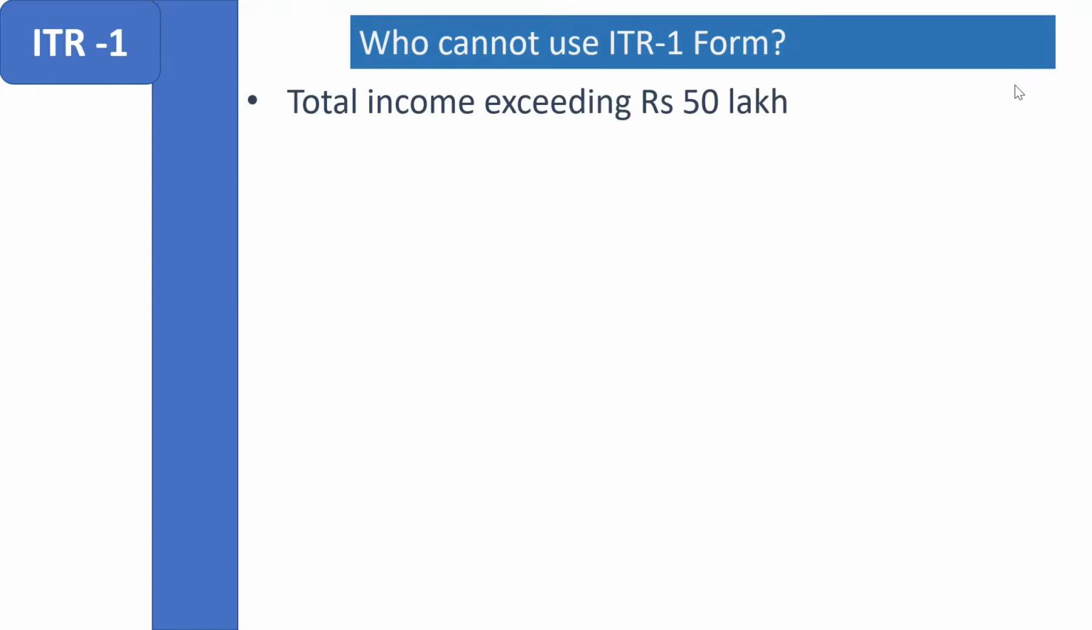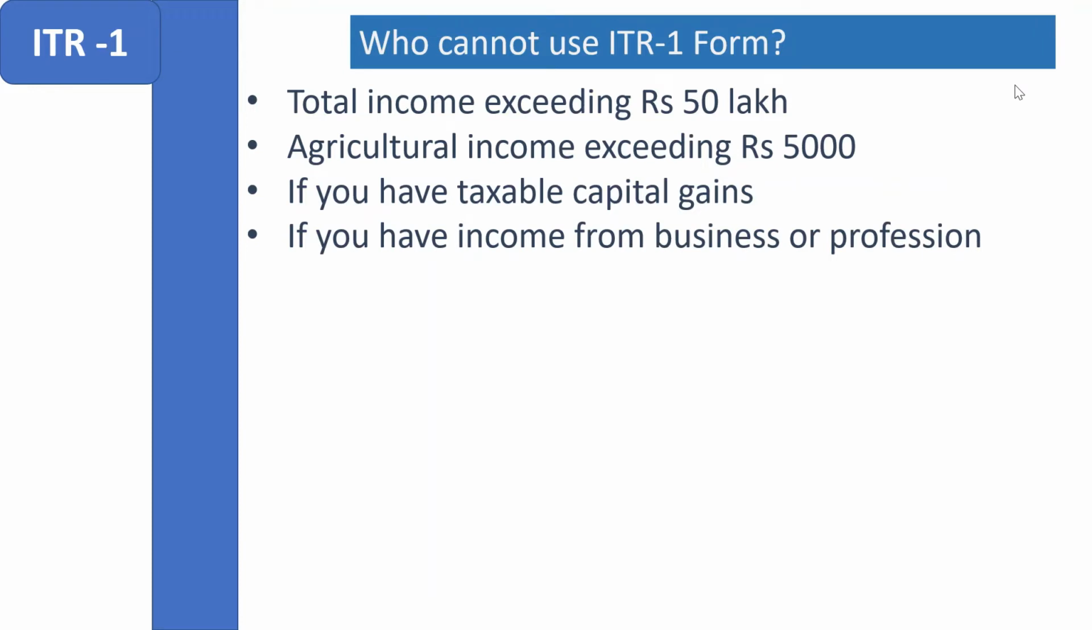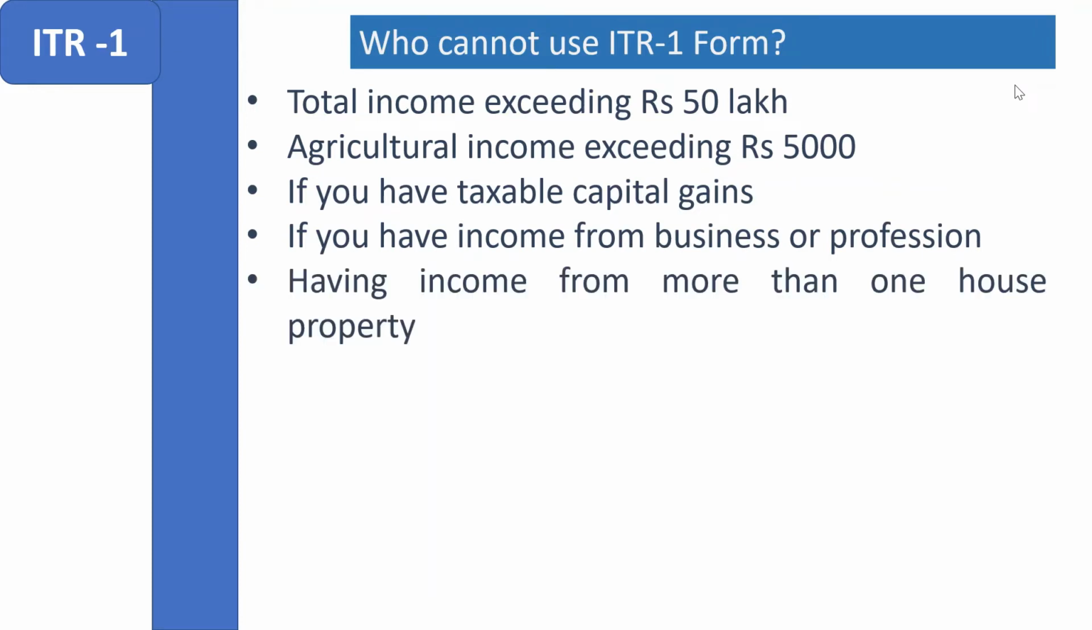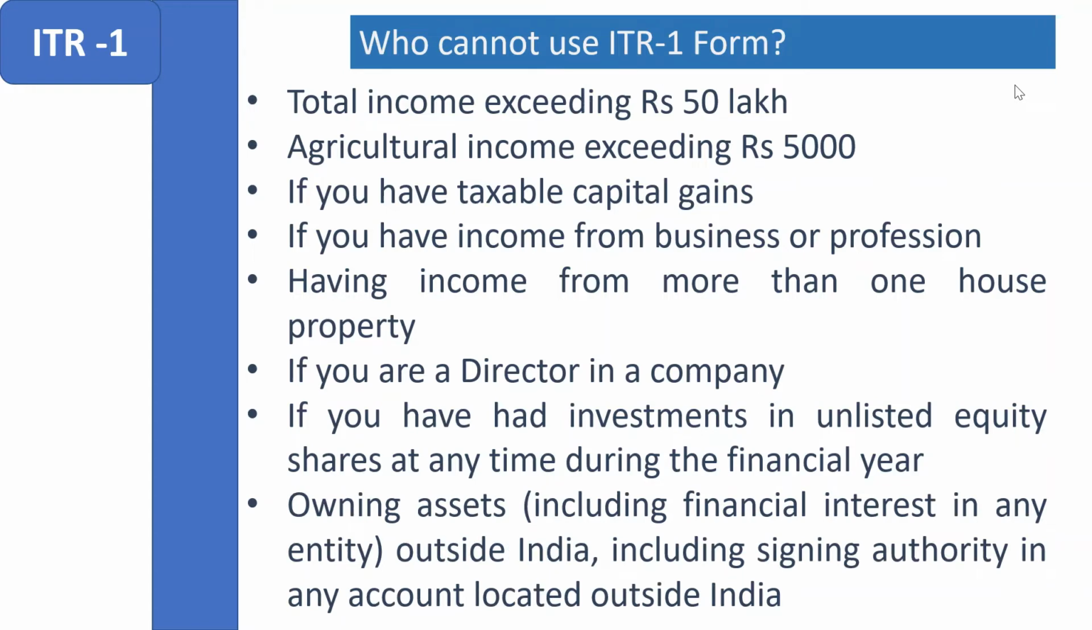Now, who cannot use the ITR1 form? Total income exceeding rupees 50 lakh, agricultural income exceeding rupees 5,000, if you have taxable capital gains, if you have income from business or profession, having income from more than one house property, if you are a director in a company, if you have had investments in unlisted equity shares at any time during the financial year, owning assets including financial interest in any entity outside India, including signing authority in any account located outside India.